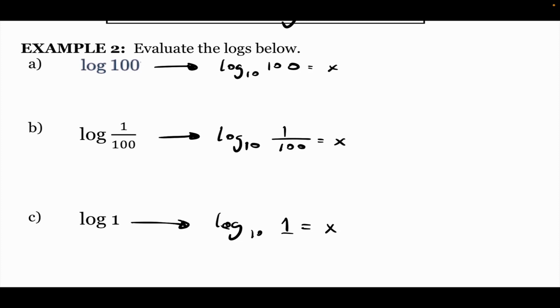Okay? So I'm going to do the same thing. I need to look for the missing part. The missing part is the exponent. So loop trick. 10 to some power equals 100. 10 to x power equals 100. What's the missing exponent? 2.